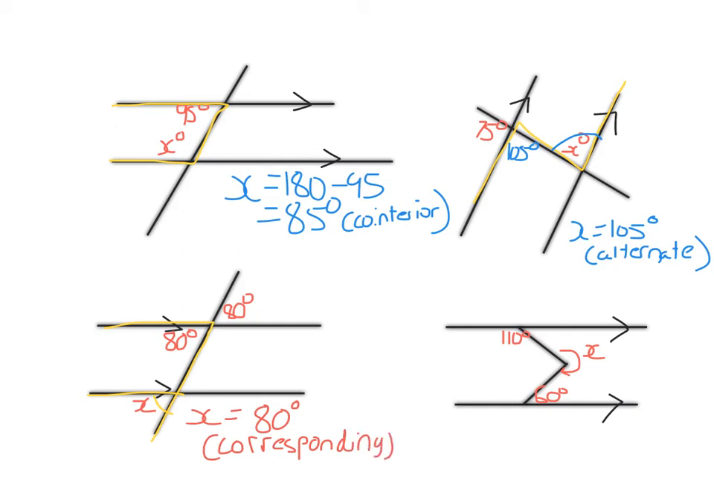Sometimes what we have to do is construct another parallel line. So x and these angles, there's no alternate or vertically opposite angles here. But if I construct another line through here that's also parallel, I can actually find x really simply. This angle here is alternate to the 110-degree angle, so it's 110 degrees. This angle here is co-interior to the 60-degree angle.